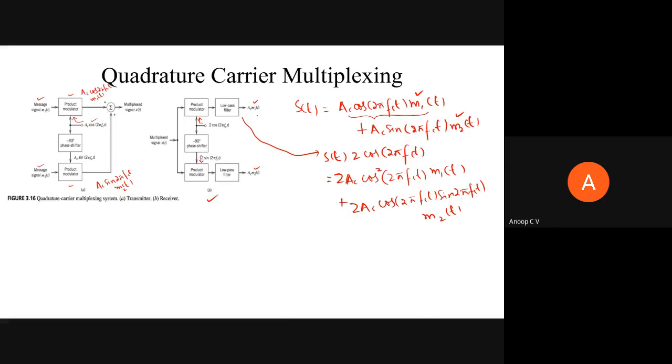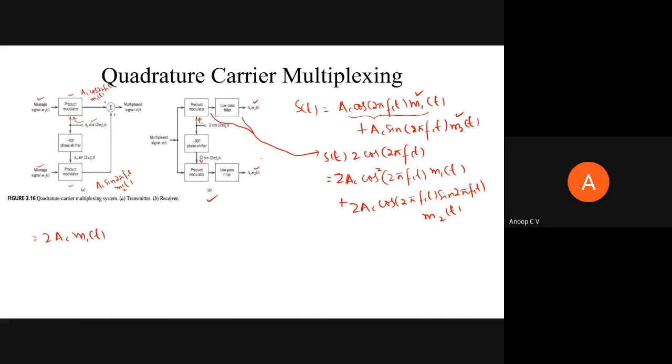Whatever I have written is correct here. The signal here is S of t into 2 cos 2 pi fct. So S of t is AC cos 2 pi fct m1 of t. If you multiply it with cos 2 pi fct, we'll be getting 2 AC cos square 2 pi fct times m1 of t plus 2 AC cos 2 pi fct into sin 2 pi fct times m2 of t. Now I need someone to help me out with some trigonometric identity. So it is 2 AC times m1 of t. What is cos square 2 pi fct? Is it 1 plus cos 4 pi fct whole divided by 2?